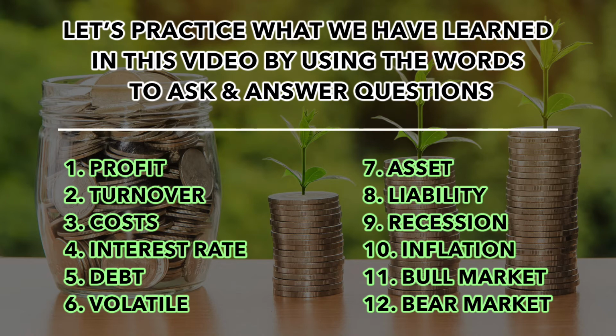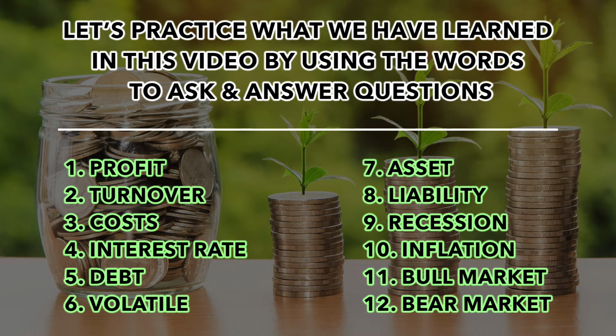Number 1, profit. Number 2, turnover. Number 3, costs. Number 4, interest rate. Number 5, debt. Number 6, volatile. Number 7, asset. Number 8, liability. Number 9, recession. Number 10, inflation. Number 11, bull market. And number 12, bear market.